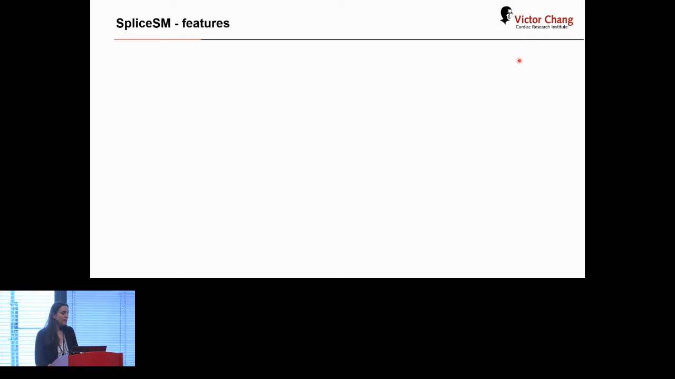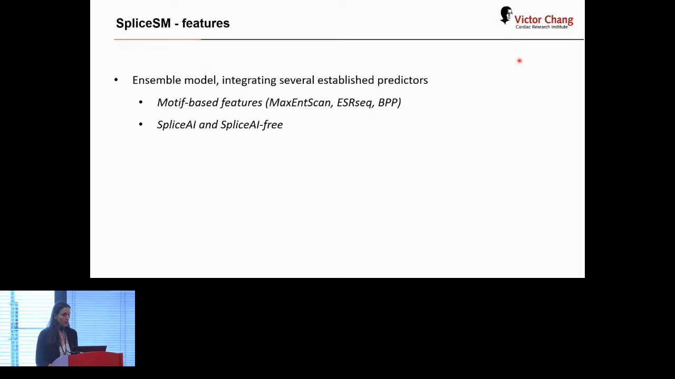It's an ensemble model, so it integrates several established predictors. Obviously all the motif-based ones, such as MaxEntScan, ESRC and BPP. These are for identifying variants that disrupt acceptor donor motifs or silencer enhancer motifs, or the branch point. And it has two modes. You can use SpliceAI, but also you can run it without that feature.